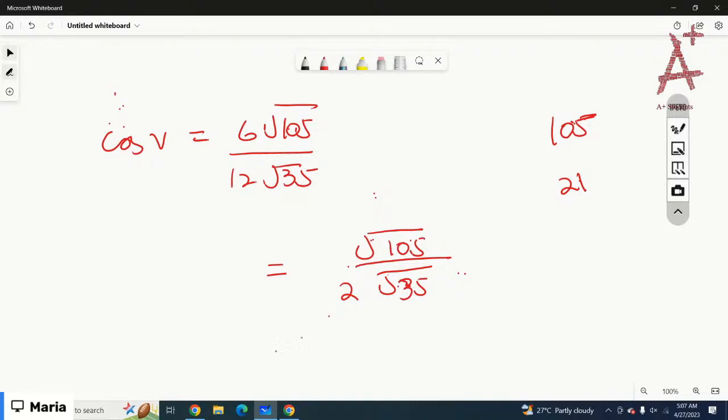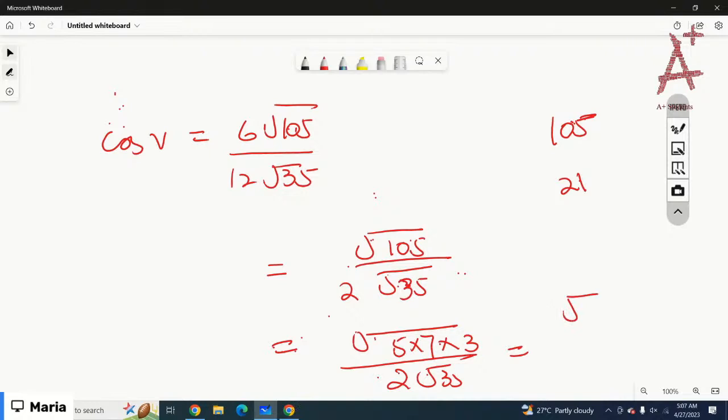And 7 times 3 is 21. Okay, let's just factorize 105. So it would be 5 times 7, 35, and times 3. Got it? Divided by 2 square root 35.